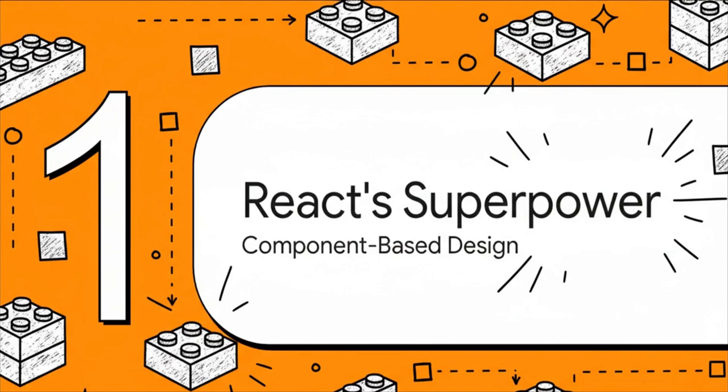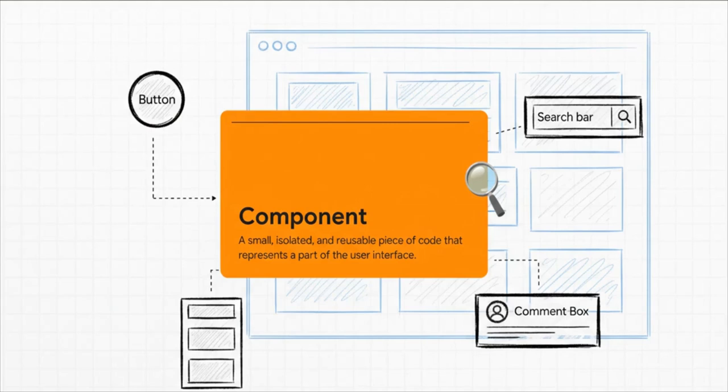And honestly, that Lego analogy is just perfect, because it brings us right to React's main superpower, the idea of building with components. Okay, so here's the secret sauce. Instead of writing one giant messy file for a whole web page, React has you build tiny, self-contained pieces of code called components.